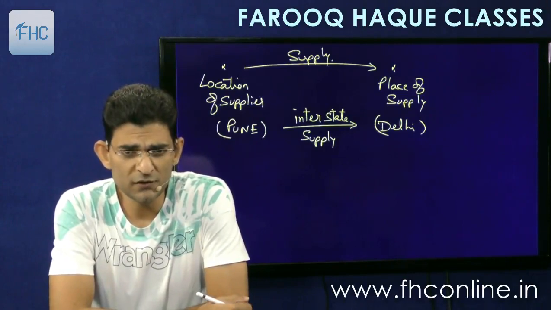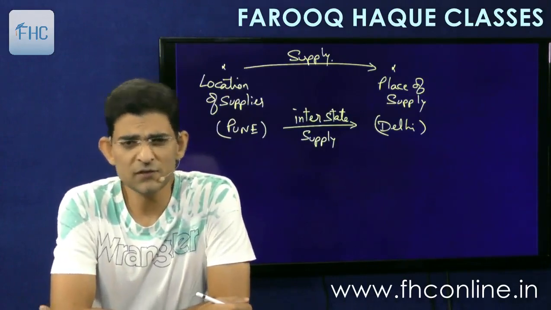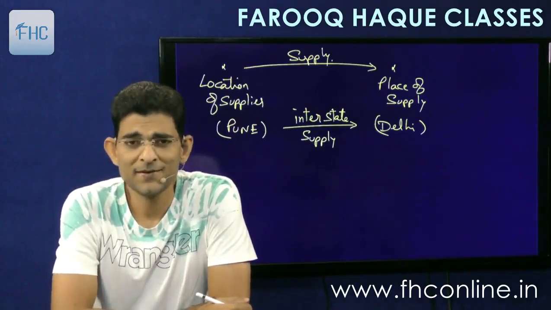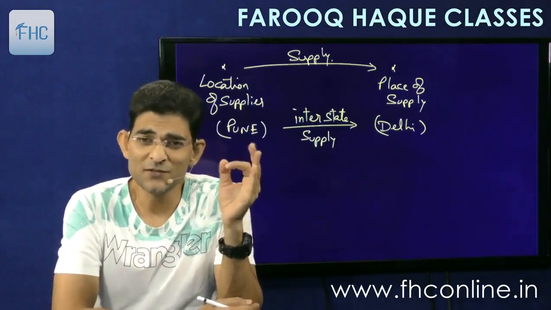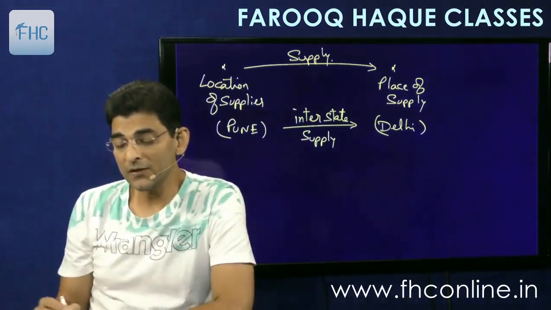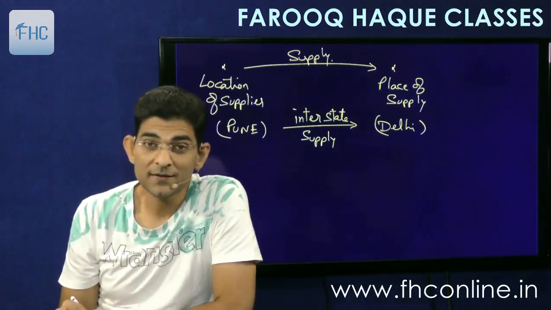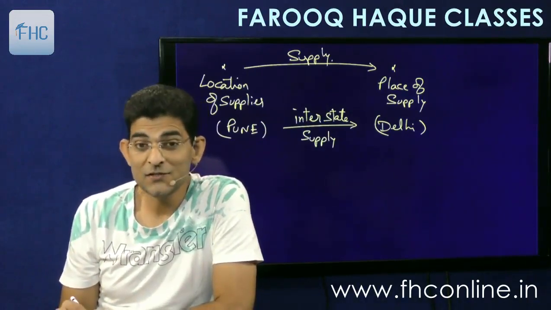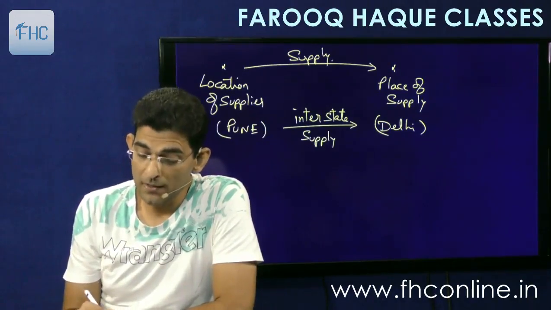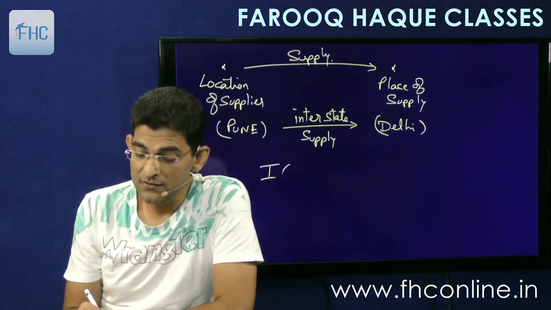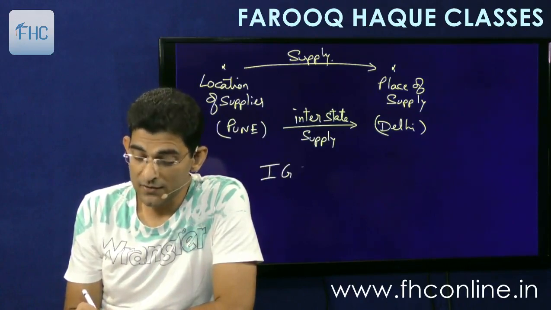You don't call it inter-union territory, you call it interstate only. So even if that is a union territory, you will call it interstate supply. Now in case of interstate supply, the CGST and SGST will not apply. Instead of that, you will apply IGST, Integrated Goods and Service Tax.